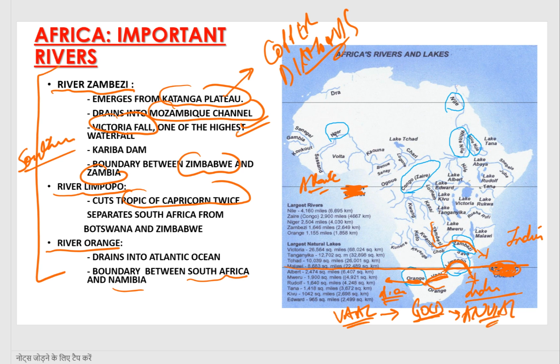So I repeat the three famous rivers of southern part of Africa: River Zambezi, River Limpopo, River Orange. River Zambezi is important because it comes out from Katanga Plateau, drains into Mozambique Channel. River Limpopo is important because it drains into Indian Ocean proper and it cuts Tropic of Capricorn twice. River Orange is important because it forms a boundary between South Africa and Namibia, and one of its tributaries, River Vaal, has presence of alluvial deposits of gold.